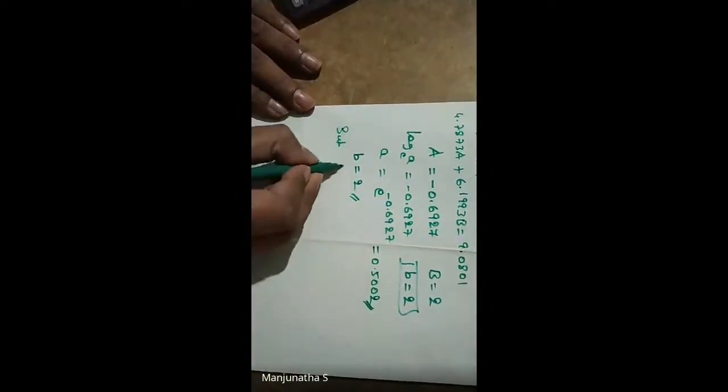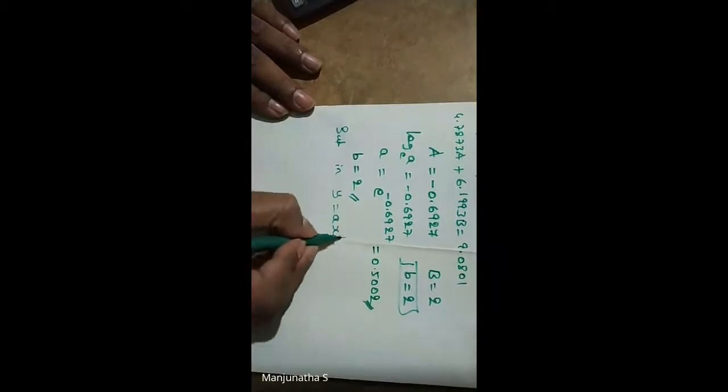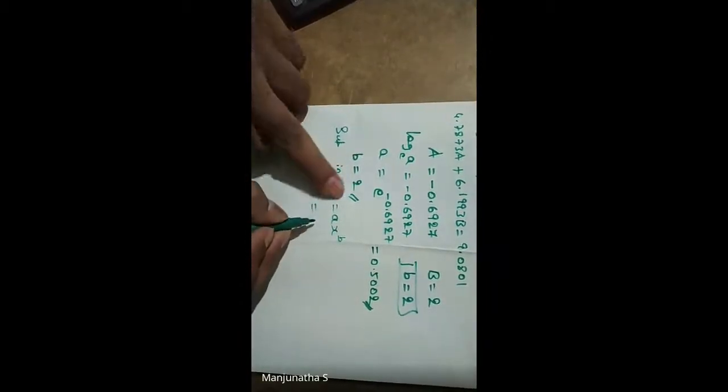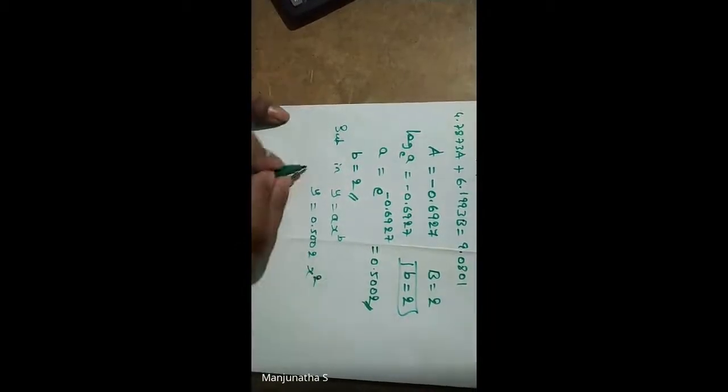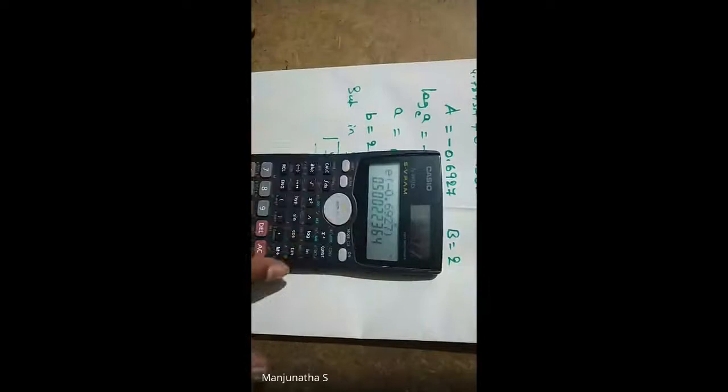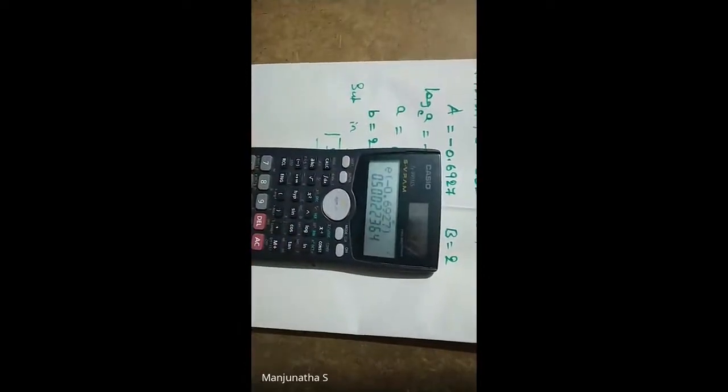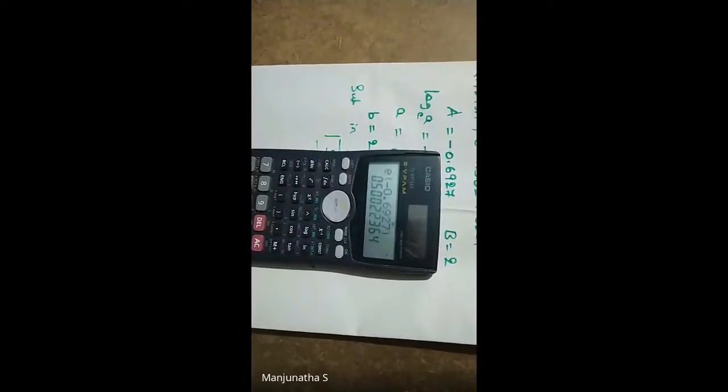Now substitute in y is equal to ax power b. So y is equal to, what is the a value? 0.502 into x power, what is the b value? 2. So this is the answer. If you have any doubts in this problem, you can ask me. To take the exponential, you need to press shift and ln. It will give e so that you can do it. So one problem I did.